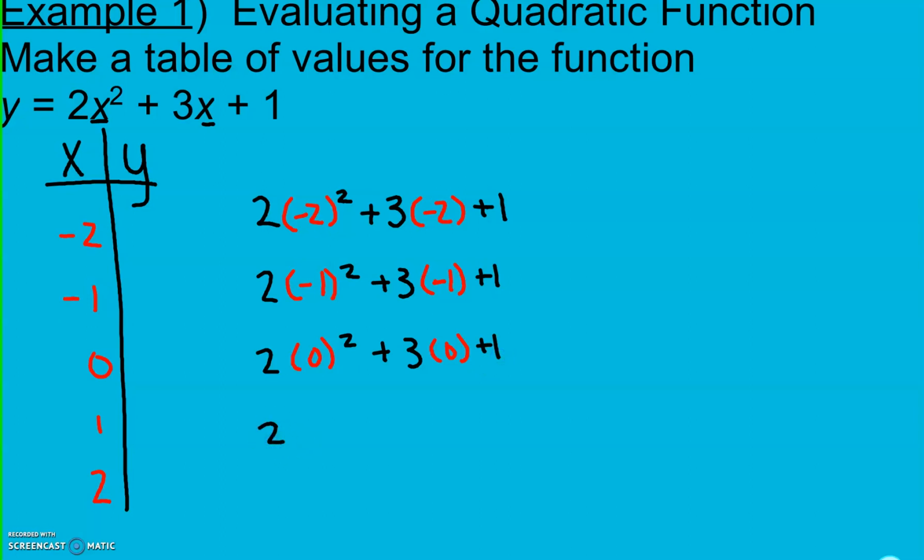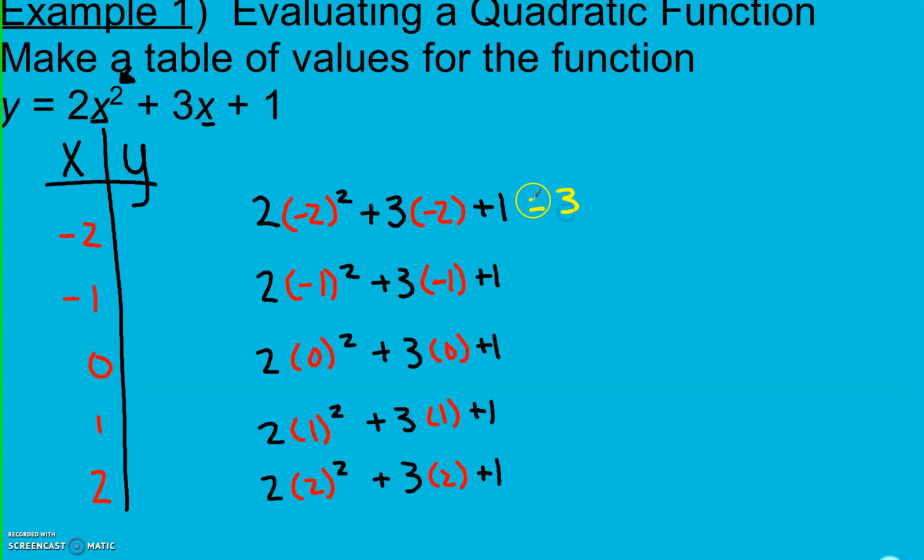2 times x, which here is 1. It's still squared, just like it is in our original equation, plus 3 times x, which again here is 1. And then we still add on the 1 from our equation. 2 times x, which here is 2. Plus 3 times x, which here is 2, plus 1. And now we calculate these.